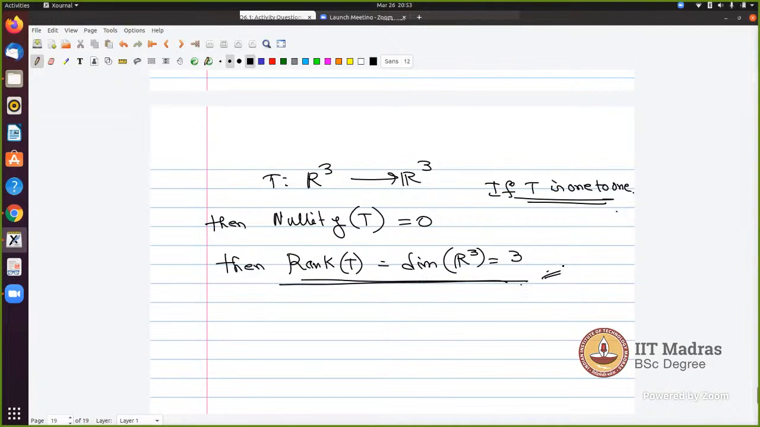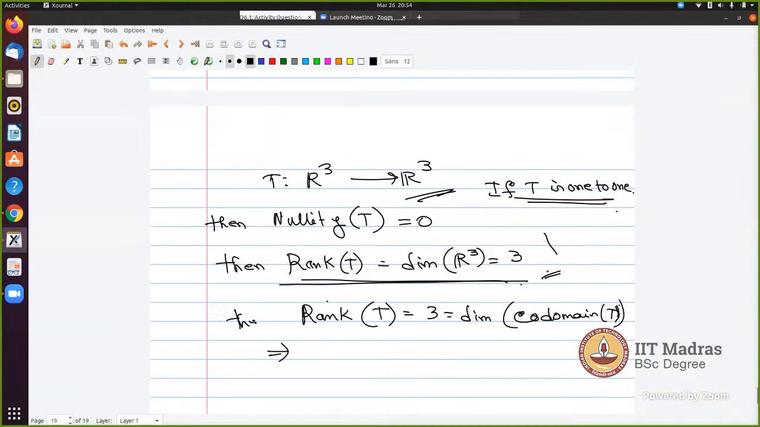Till this point it is clear? Yes, sir. Now rank of T is 3 means what? It is the same as the dimension of the codomain, because the codomain also has dimension 3, since it is R3 to R3. So what does it mean? T is onto, right?